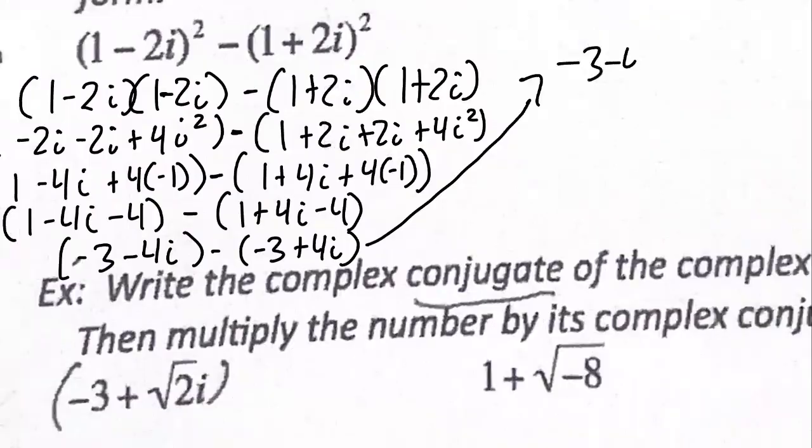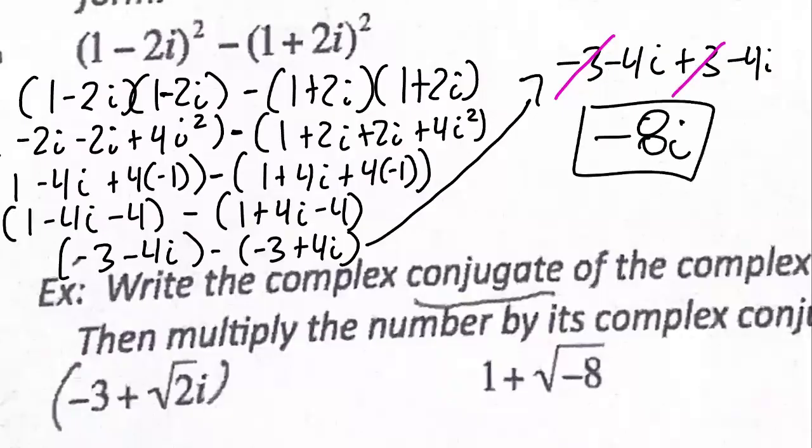Negative 3 minus 4i plus 3 minus 4i. Combine like terms: negative 3 and positive 3 cancel. You're left with negative i as your final solution.